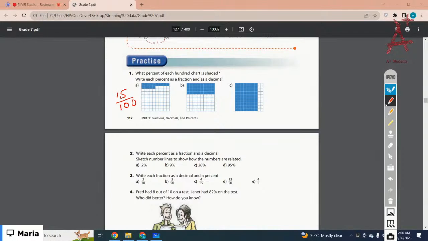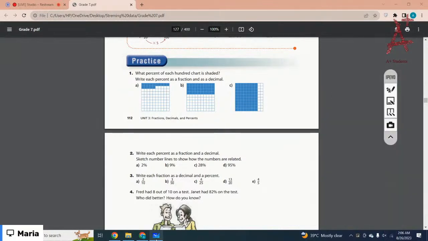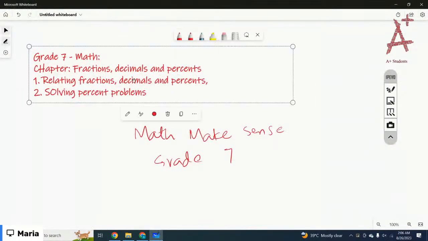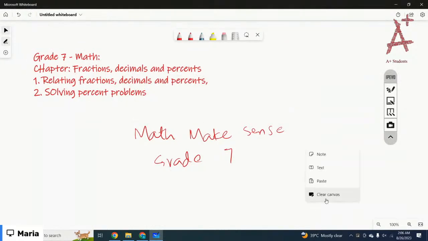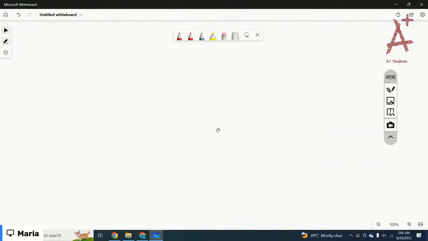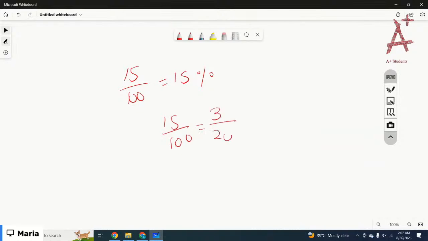You can convert the answer into percentage form. When you write 15 out of 100 in percentage form, it is 15%, right? 15 out of 100 means 15%. Or you can also convert the answer into simple form. Just divide 15 by 100 by the common number that can divide both numerator and denominator. That would be 5. 5 times 3 is 15 and 5 times 20 is 100.